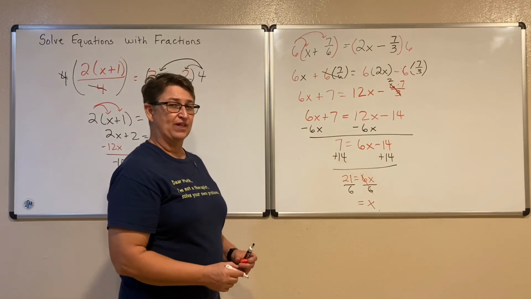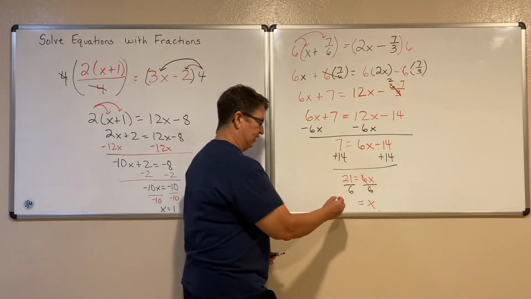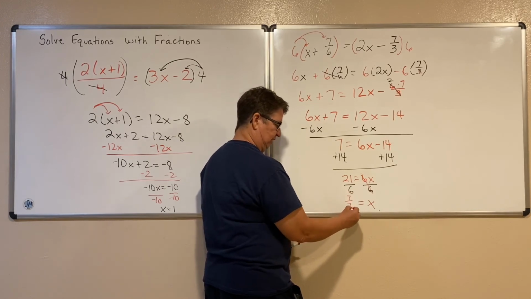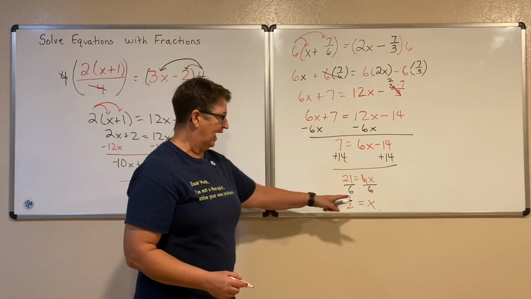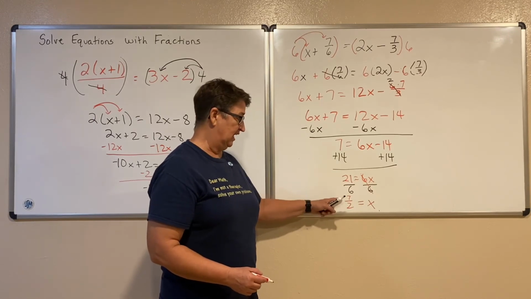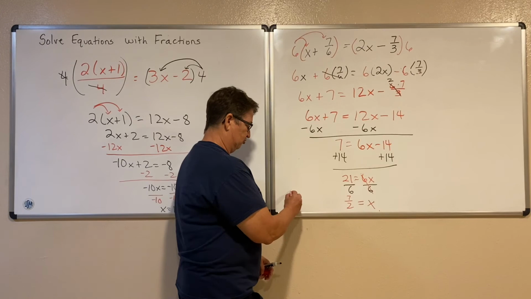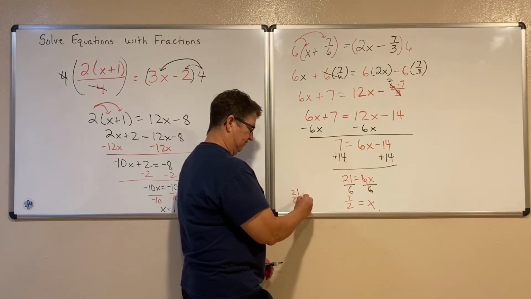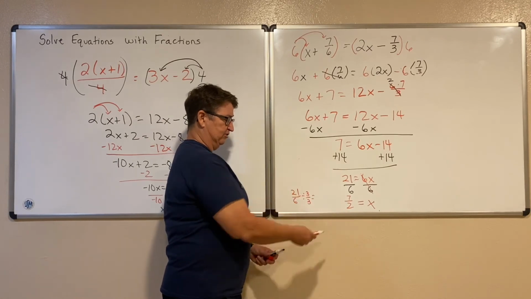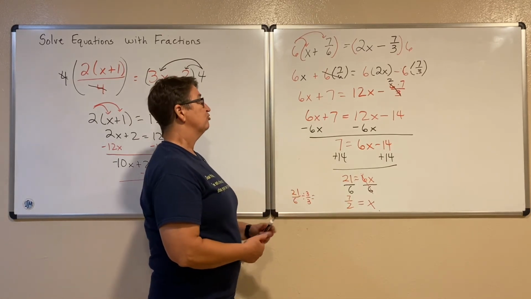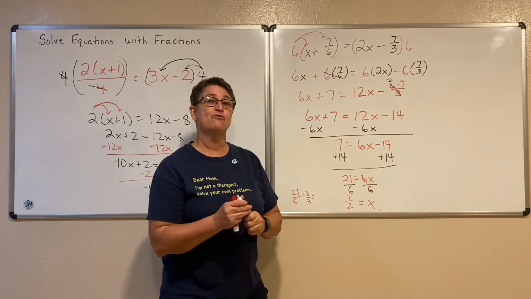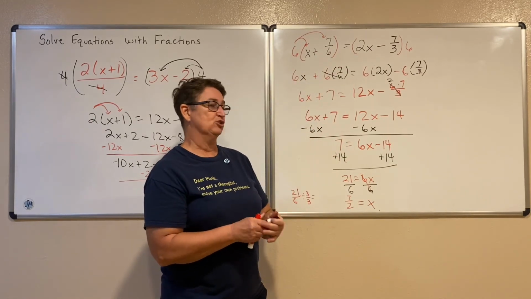I can reduce that. 3 goes into 21 7 times, and 3 goes into 6 2 times. So x is equal to 21/6, but 21/6 is the same as 7/2. 21/6 divided by a fancy 1 of 3 over 3 is equal to 7/2. So if I put 7/2 back in here for x, it would make both of those sides of the equation true.